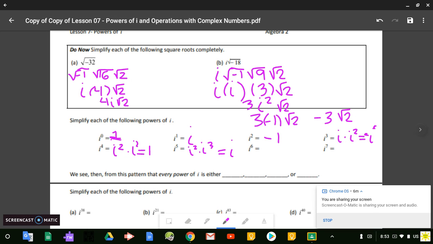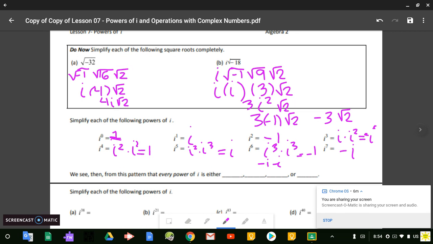i to the sixth, I could think of that as i to the third times another i to the third. So that's going to be -i times -i. If I multiply those together, that's going to be i squared again, which is -1. And then i to the seventh, when I break that down, it's going to simplify to -i.